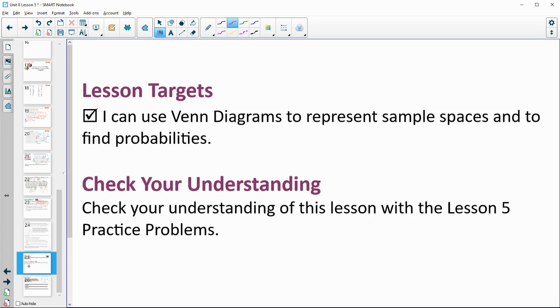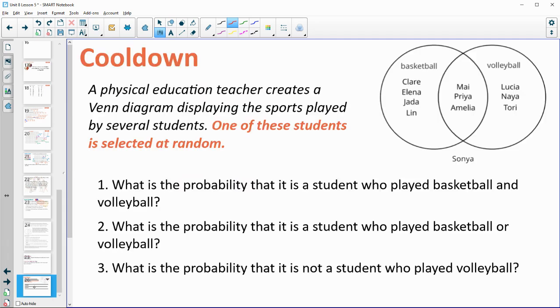So hopefully you can now use Venn diagrams to represent sample spaces and to find probabilities. You can work on the lesson 5 practice problems to practice your knowledge from this video. If you're struggling with any of those, remember that there's a video in the practice problem playlist that you can hear me explain any of those if you need more help. And then be sure to try this cool down. And if you're struggling on it, make sure that you reach out to your teacher.